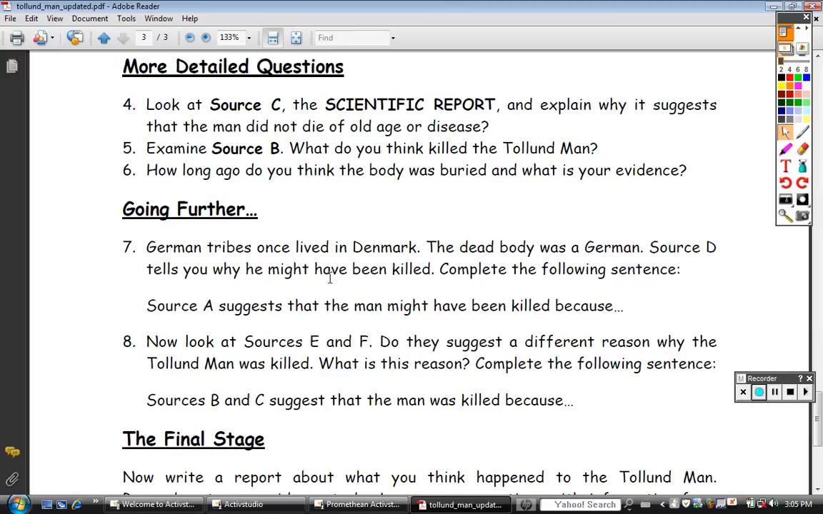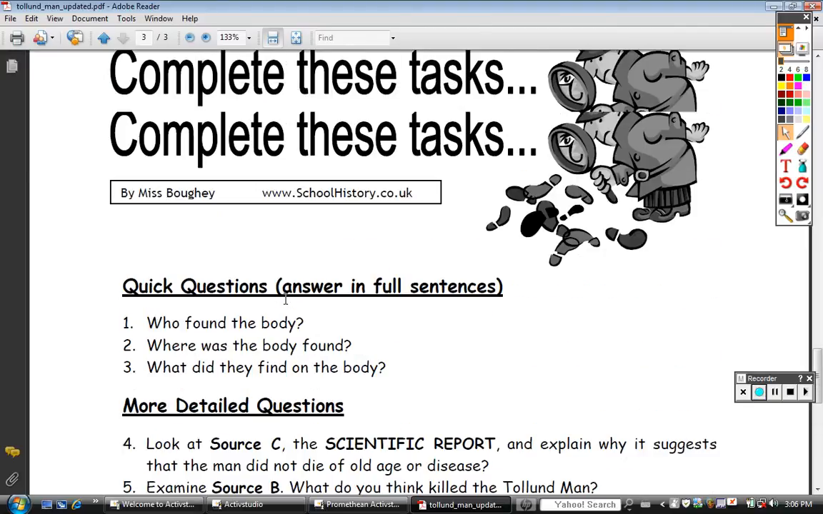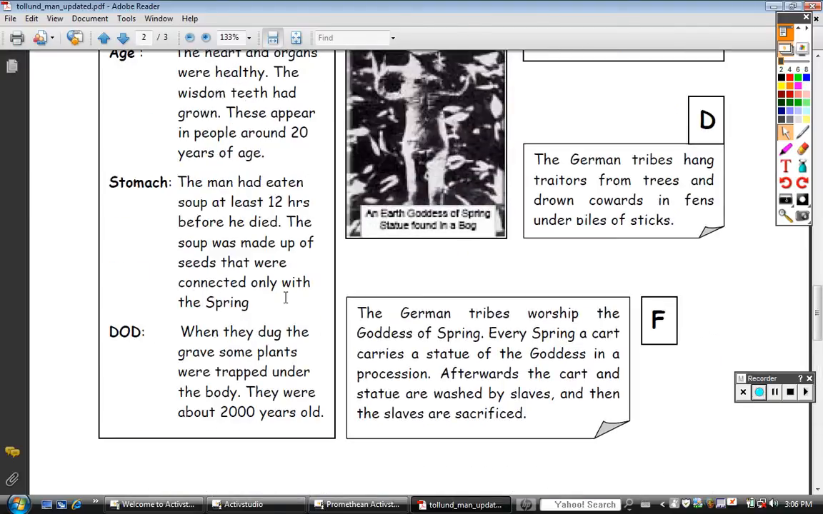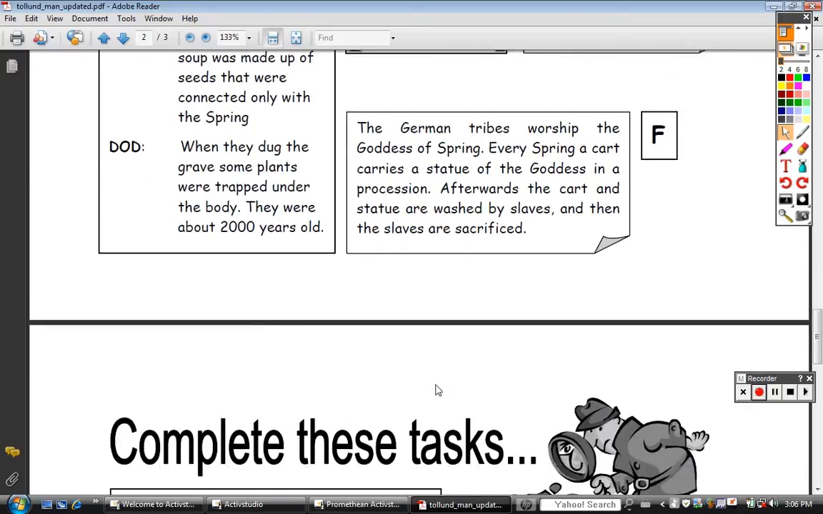Going further, German tribes once lived in Denmark. The dead body was a German. Source D tells us that he might have been killed. And your task is to complete the following sentence. Source A suggests the man might have been killed because, do you think it was a spring ritual? German tribes worship the goddess of spring. Every spring, a cart carrying the statue of the goddess. Afterwards, the statue was washed by slaves, and then the slaves were sacrificed. So clearly he was a slave.